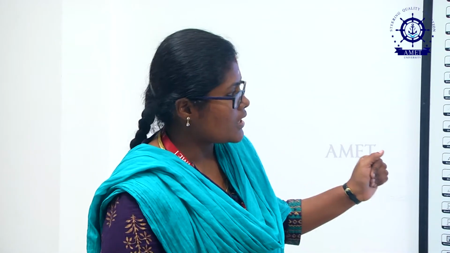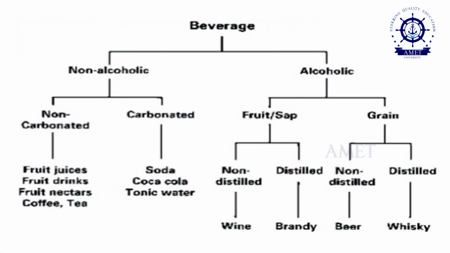So moving on to fruit sap. Under alcoholic beverages, the fruit sap category is divided into 2, non-distilled and distilled. In non-distilled, usually wine corresponds to the non-distilled drink. Wine can be prepared from grapes, orange, apple, etc. The next one is distilled. Beverages like brandy, whiskey, rum, vodka and gin all come under distilled beverages.